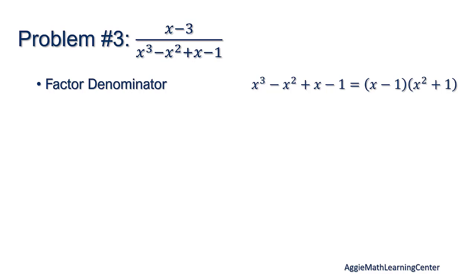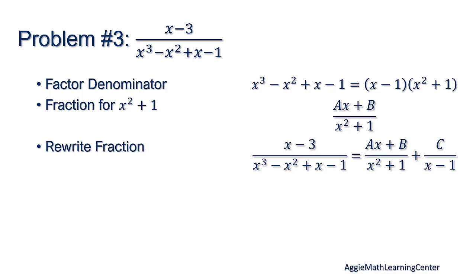The numerator of this partial fraction will look different than what we have worked with in order to compensate for the irreducible factor. In this case, since the factor had a degree of 2, our numerator needs to have a degree of 1. Therefore, we will rewrite this factor as ax plus b divided by x squared plus 1. Putting this together with our other factor, our breakdown is x minus 3 divided by x to the third minus x squared plus x minus 1 will be ax plus b divided by x squared plus 1 plus c divided by x minus 1. Now all we need to do is find what the variables a, b, and c are.